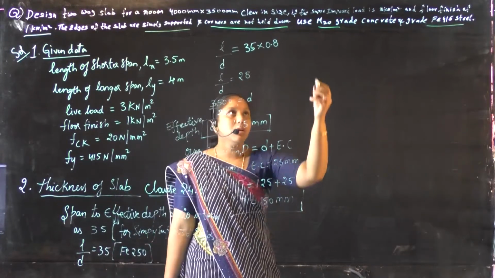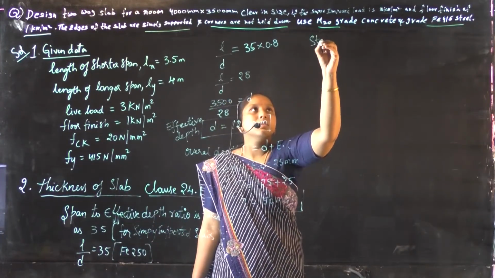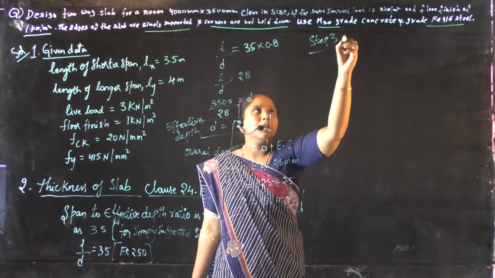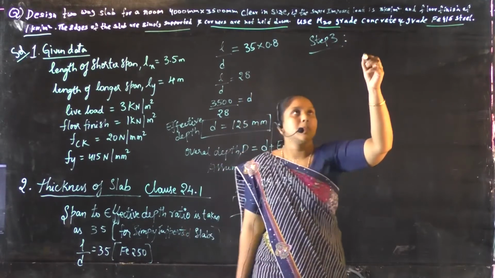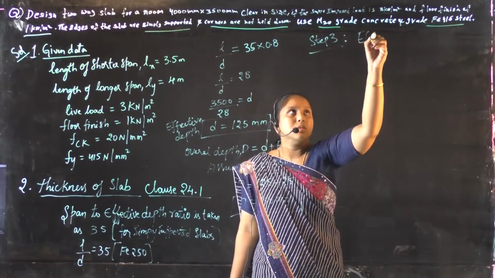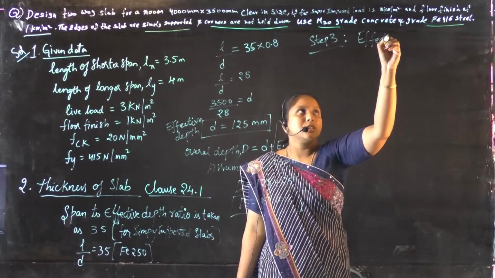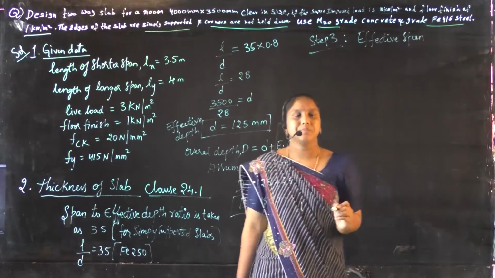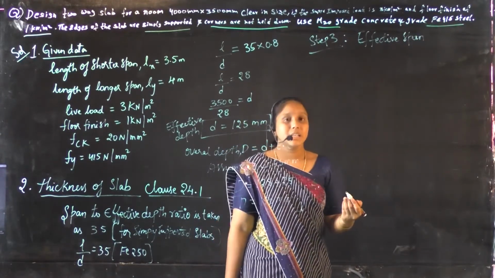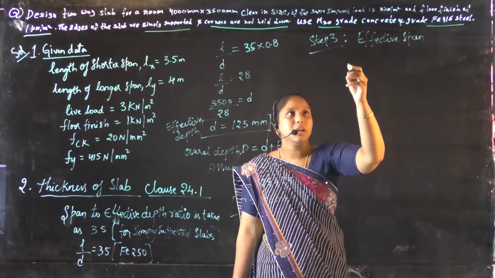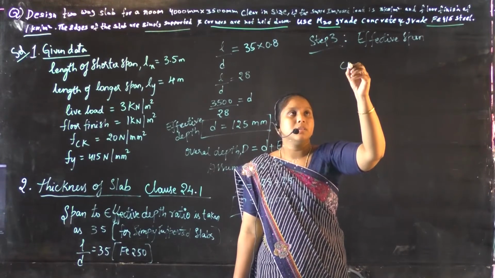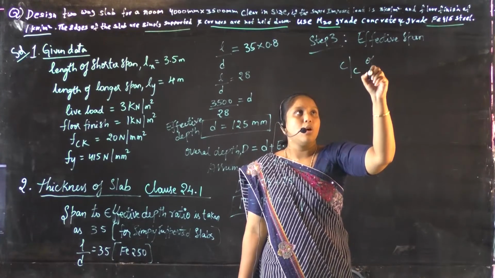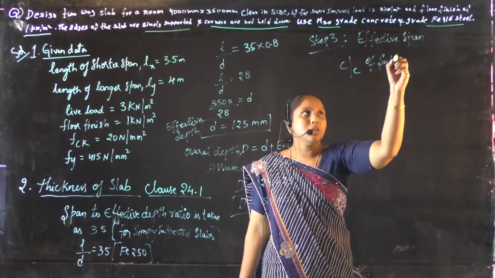The next step, step 3, is to calculate the effective span. The next step is to what? It is to calculate the effective span. So how will we calculate the effective span? The effective span can be calculated by taking the center to center of supports.